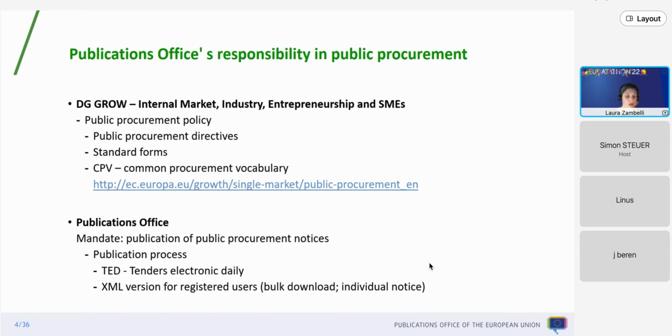So the GGRO, which is the Directorate General for Internal Market, Industry, Entrepreneurship and SMEs, deals with the public procurement directives, the standard forms, and the CPV, the Common Procurement Vocabulary. The Publications Office has the mandate of publishing the public procurement notices. So the publication process involves, of course, TED, Tenders Electronic Daily, and allows registered users to download the XML version of notices either in bulk or individually, but we will see this more in detail later on.